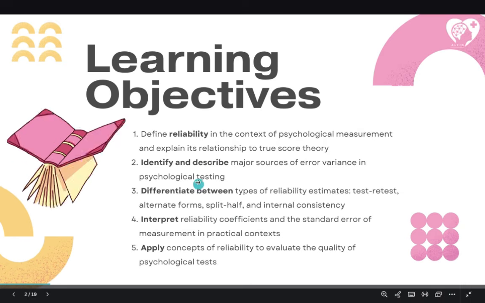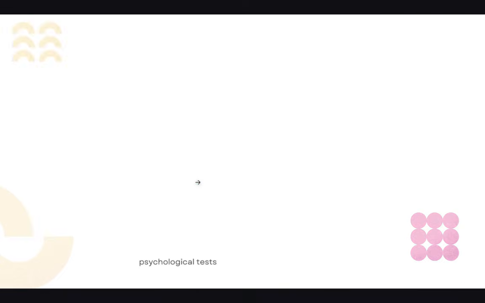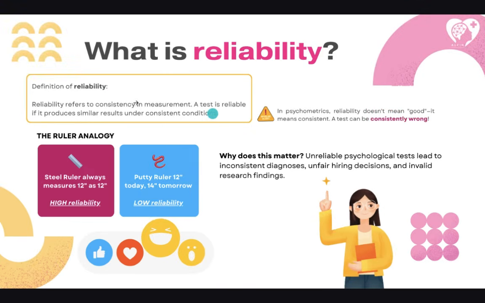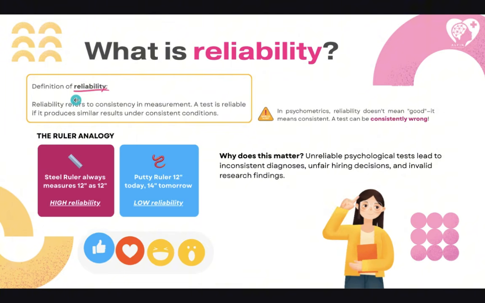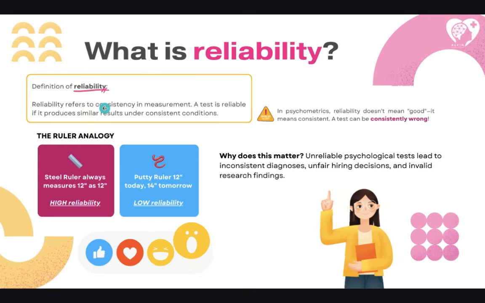So let's start. So unsa din ang reliability? We've covered this one already, right? Simply put, it's consistency, okay? That's the word. It's consistency. So if a test is reliable, it gives you similar results under similar conditions. So example ani ang ruler na analogy, right?